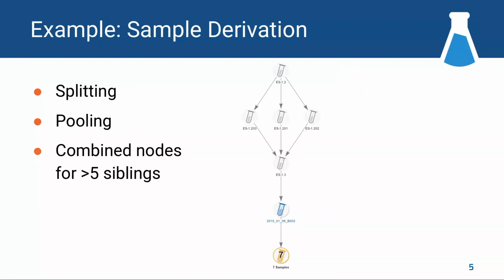So like I said, this is truly a graph, it's not a tree, right? So you can split and pool. And on our little lineage graph here, for our first version of the lineage graph, we just put everything on the page. And it turns out looking at a plate of samples doesn't work so well when you're trying to render a graph like that. So we combine the nodes together, and at the very bottom there, you can see there's 7 samples combined together as a single object.